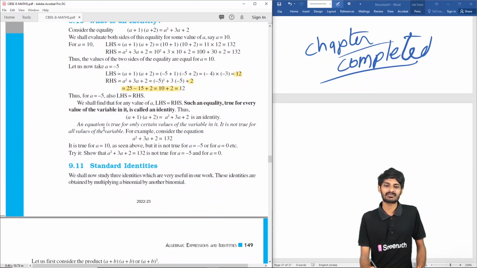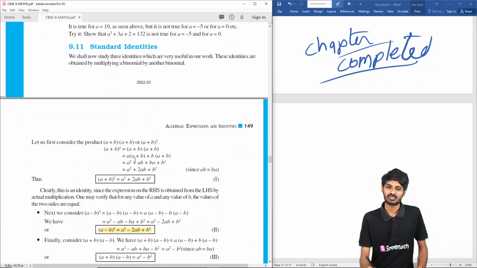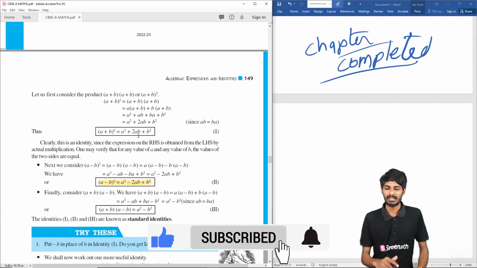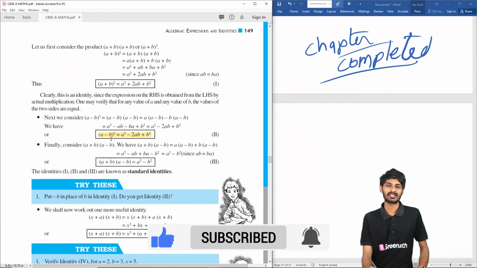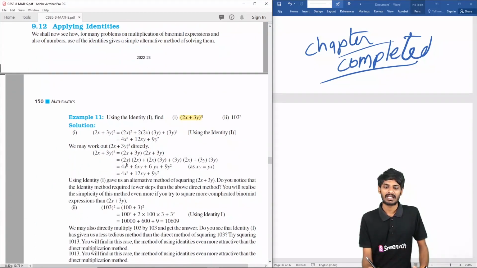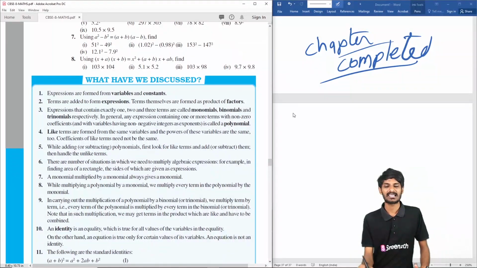And identities: if there is an identity, whatever value you substitute in it, it will satisfy the equation, LHS equals RHS. The standard identities are a plus b whole square equals a square plus 2ab plus b square, a minus b whole square equals a square minus 2ab plus b square, and a plus b into a minus b is a square minus b square. Applying the identities, we have discussed some problems. So that is the end of the chapter.